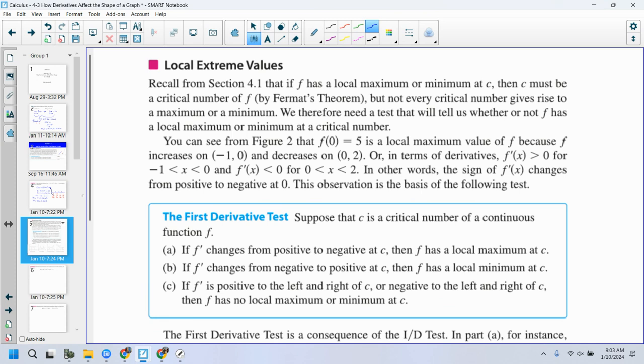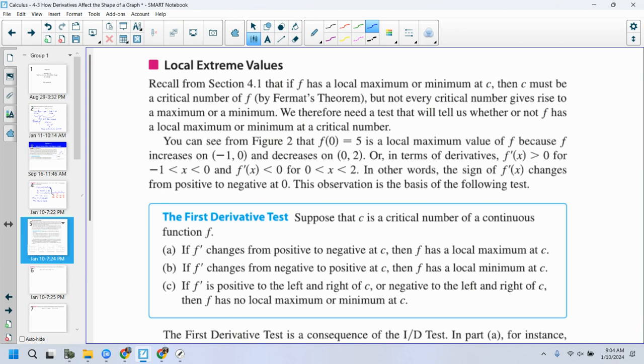Now, what we hadn't looked at, because the function didn't have it in there, is this third option. If f prime is positive on both the left side and the right side, or negative on both sides of a critical value, then it does not have a local maximum or minimum point at that value. Remember where it bent through in x to the third? That's the third option here.